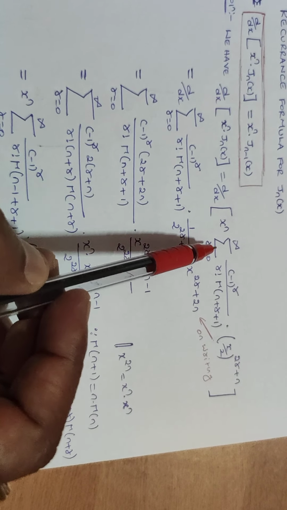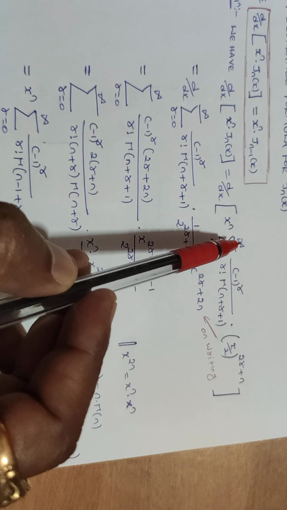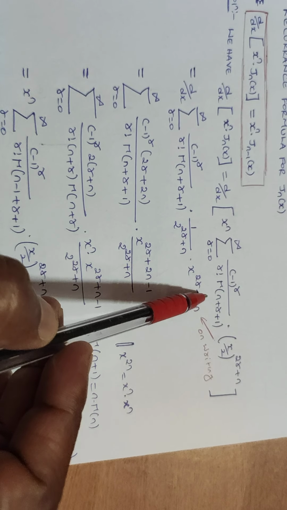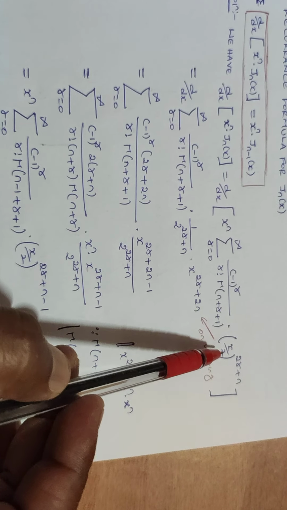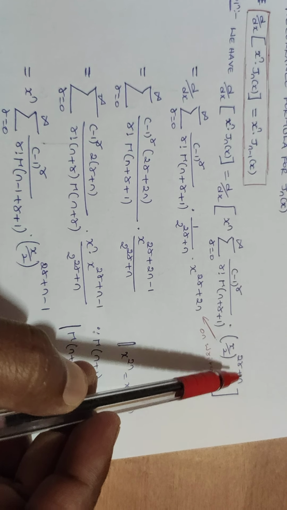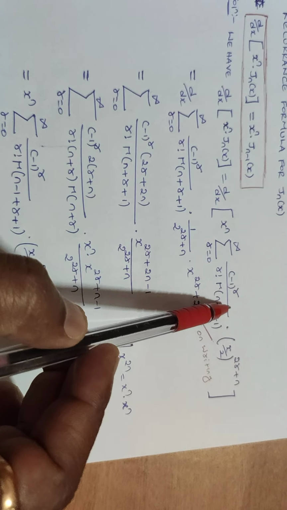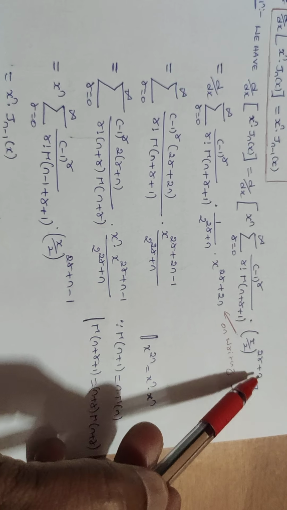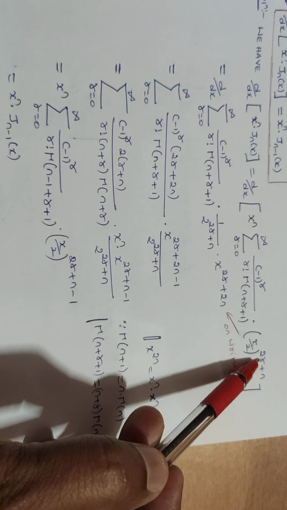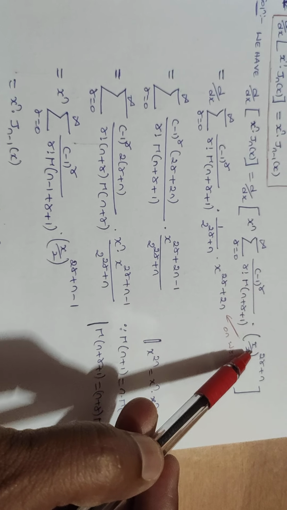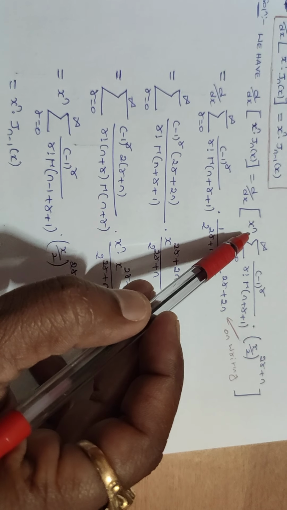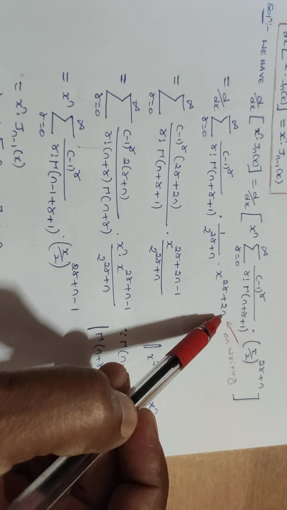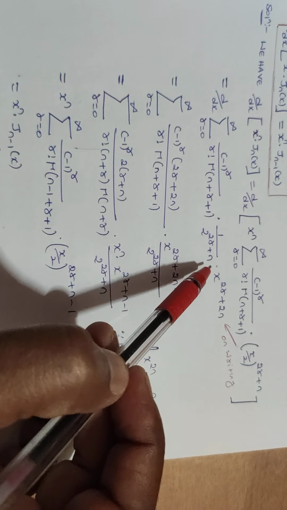Write the definition of Jn of x as summation of r equals 0 to infinity, minus 1 to the power r divided by r factorial into gamma of n plus r plus 1 into x divided by 2 to the power 2r plus n. That is, replace the definition of Jn of x. Now, writing the term x by 2 to the power 2r plus n, here x to the power n into x to the power n will become x to the power 2n. Therefore, we write the term as x to the power 2r plus 2n divided by 2 to the power 2r plus n.